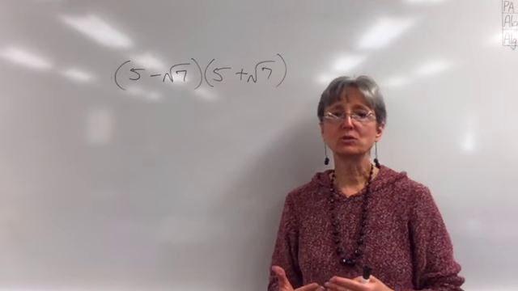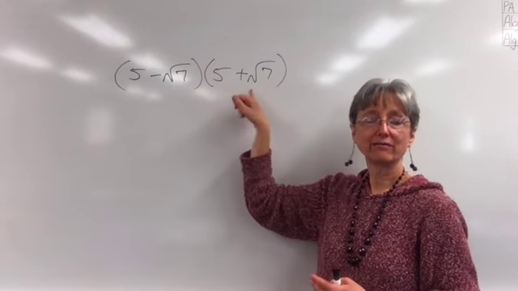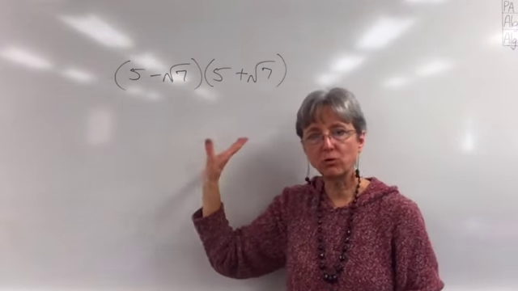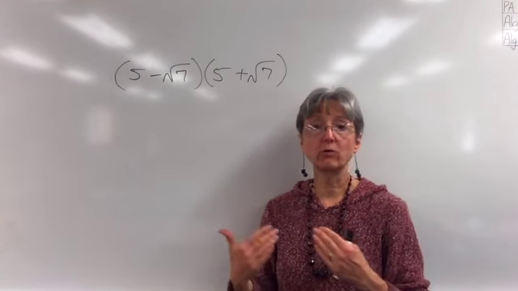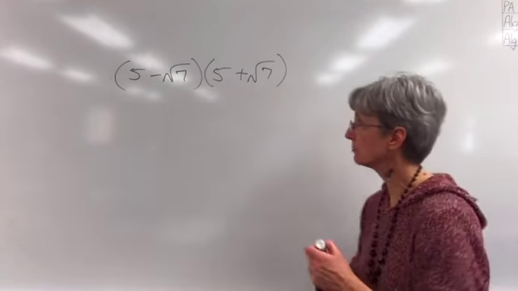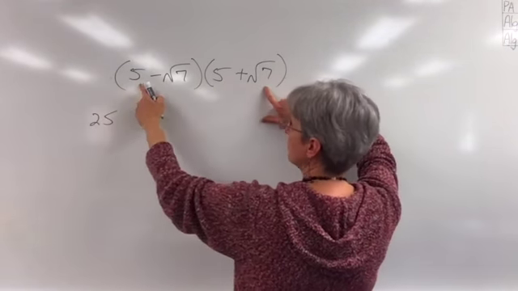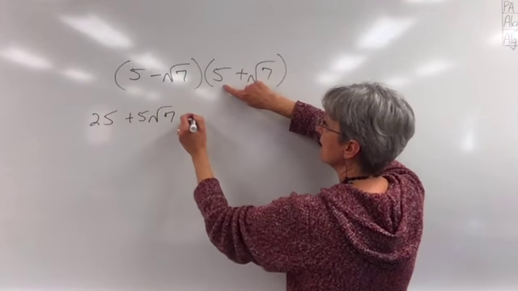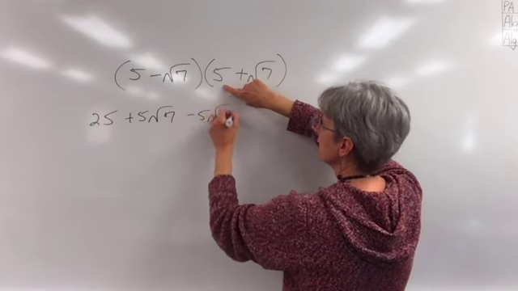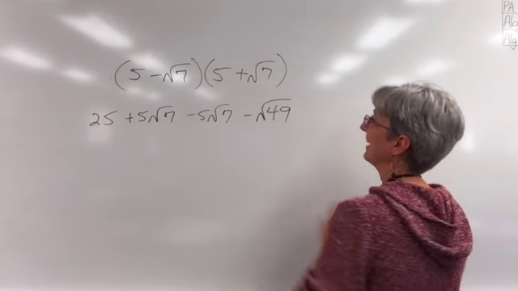So look at these two conjugates, 5 minus the square root of 7 and 5 plus the square root of 7. And let's FOIL this just to remind ourselves how conjugates work when we are FOILing and multiplying. So we'll start with 25. This is positive 5 square roots of 7. And this is negative 5 square roots of 7. And this is negative square root of 49.